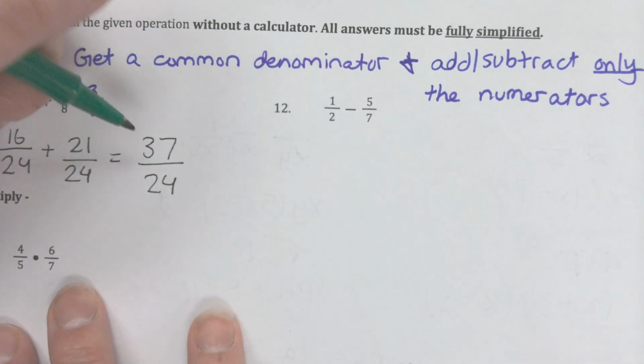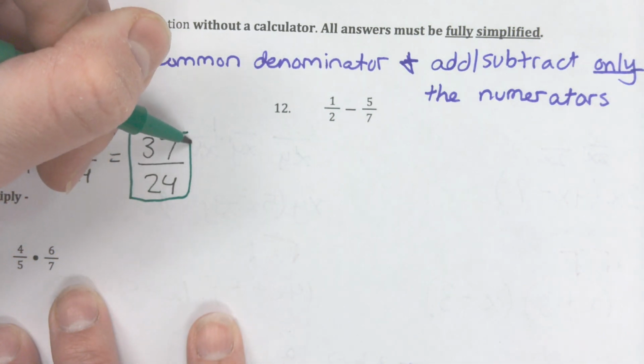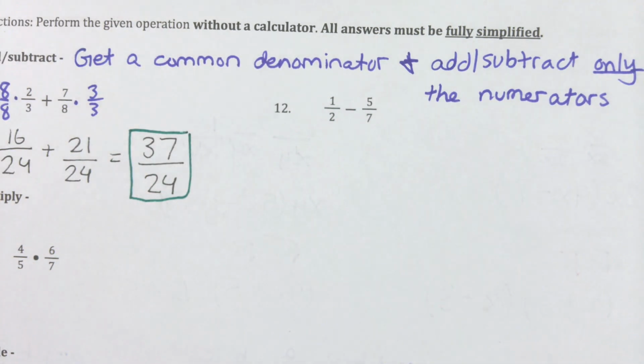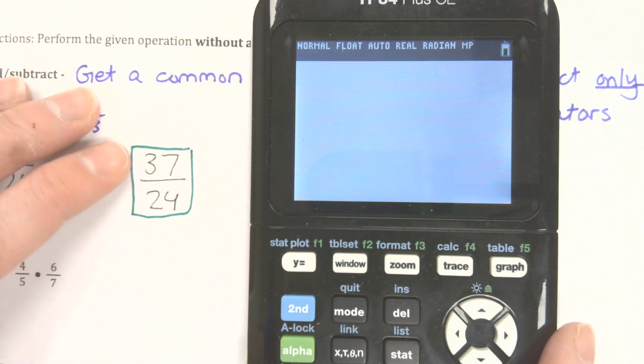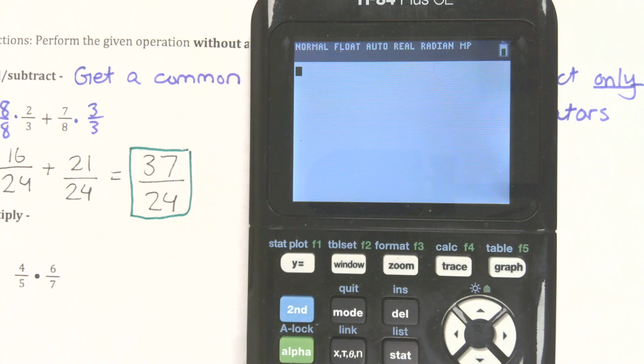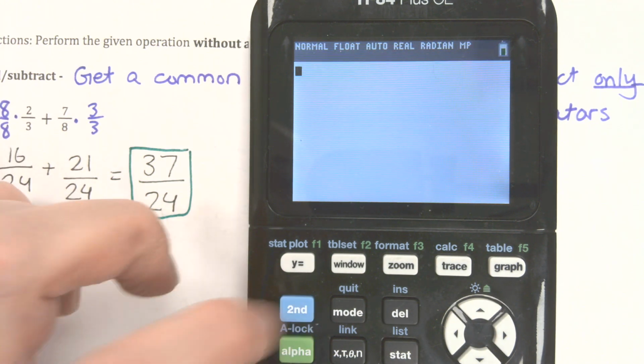37/24. I think it's pretty obvious it doesn't reduce because 37 is a prime. We don't see it very often. It's only got 1 and 37 as factors. Though I do want to show you kind of a pro tip with the calculator. If you type a fraction into this calculator and hit enter, it will reduce the fraction for you if it can. So I'll demonstrate. I'm not going to do 37/24 because obviously that's not going to reduce. I just told you that. So let me get one that will reduce.